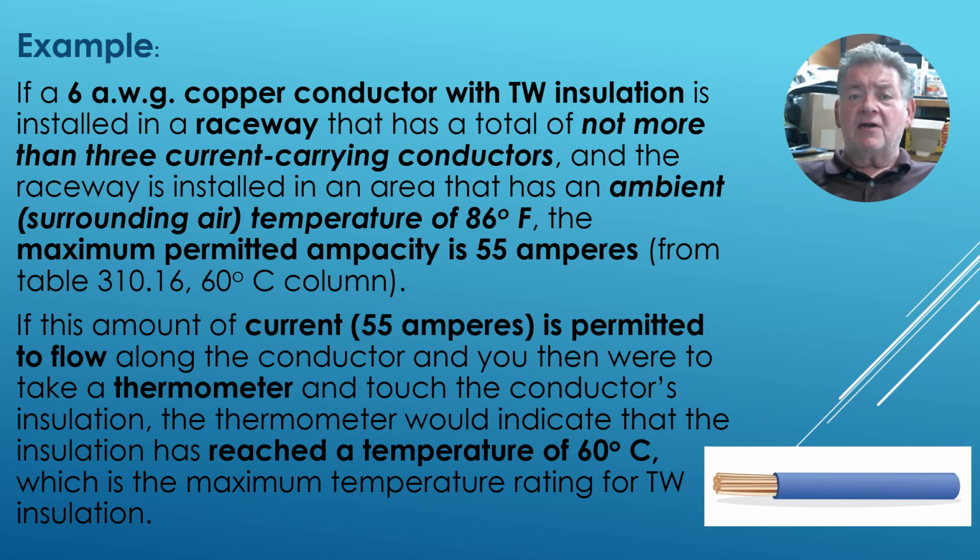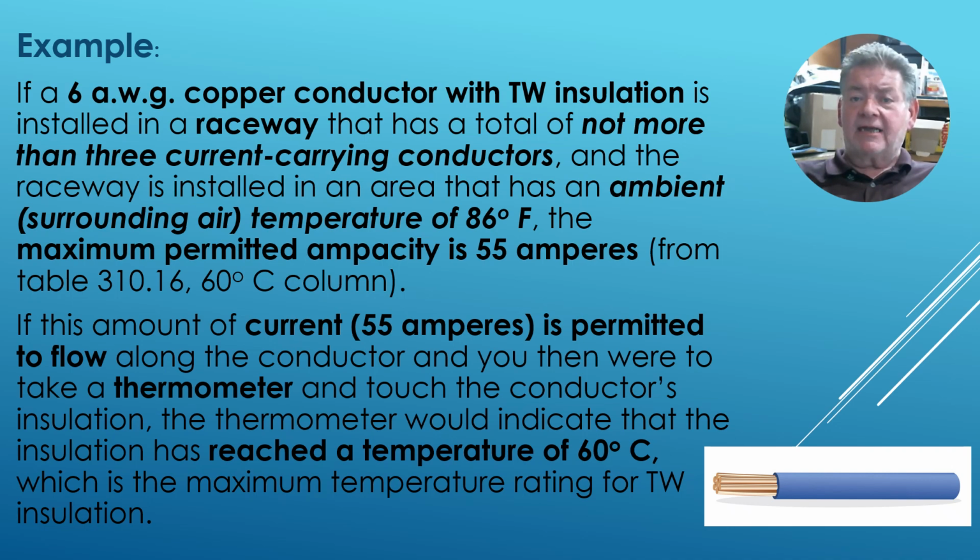If this amount of current, the 55 amperes, is permitted to flow along the conductor, and then you were to take a thermometer and touch the conductor's insulation, the thermometer would read or indicate that the insulation has reached a temperature of 60 degrees C, which is the maximum operating temperature for TW insulation.